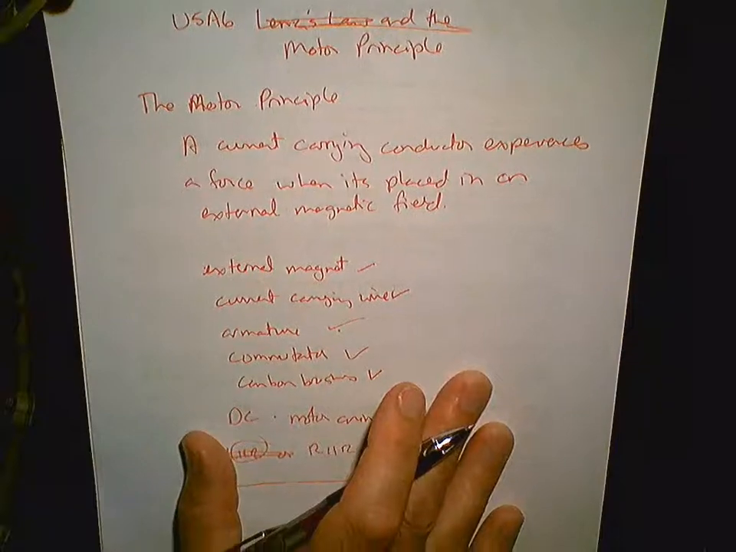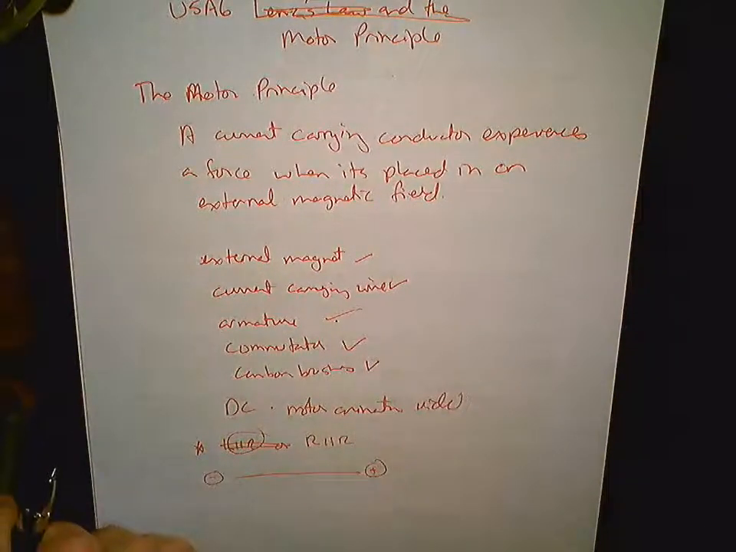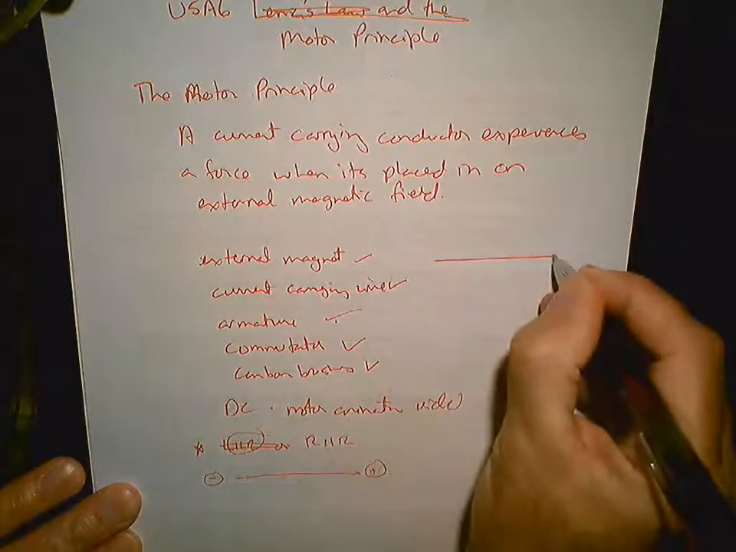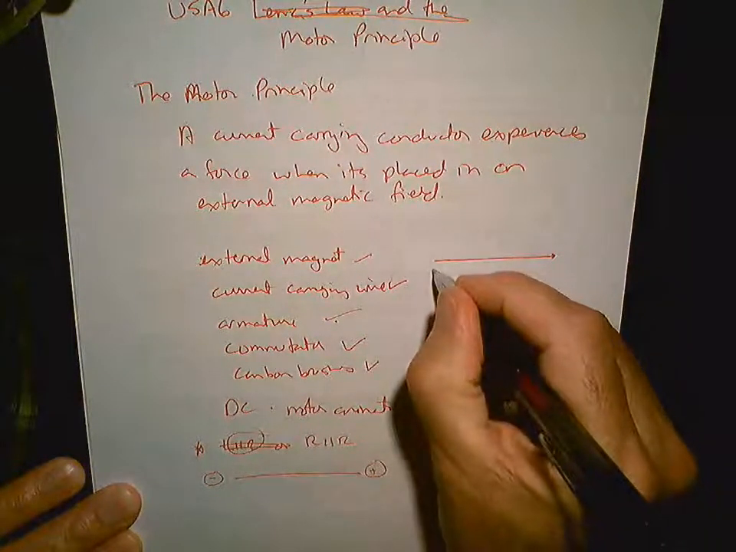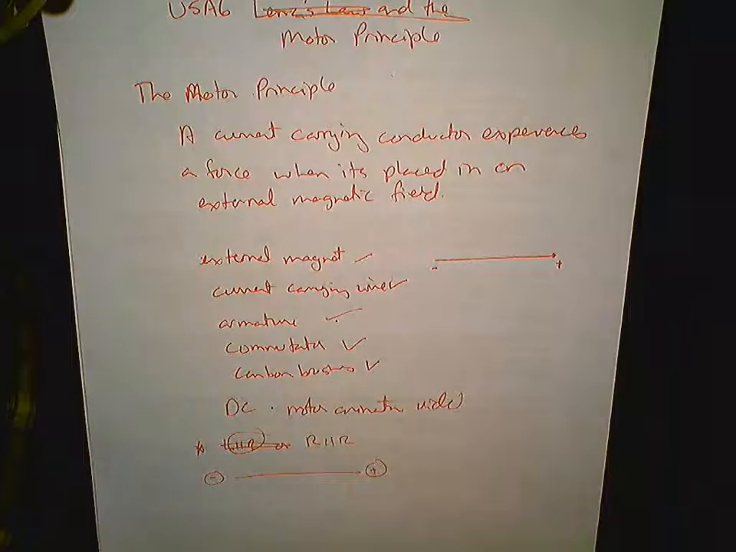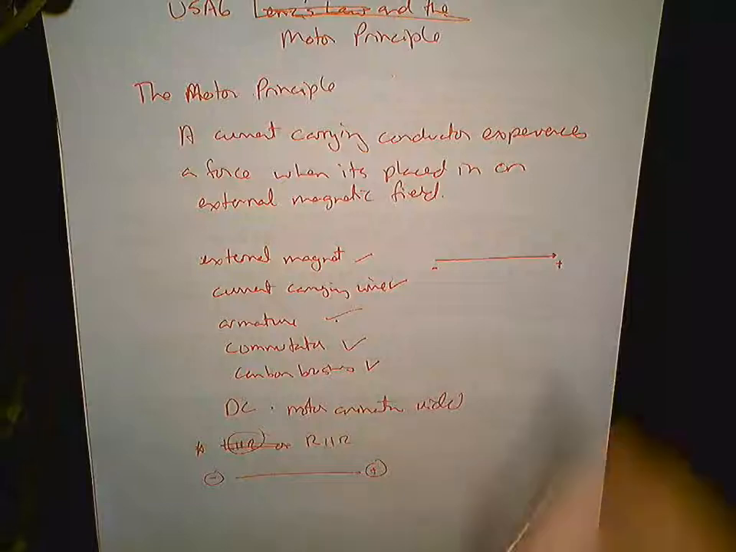The motor principle states that a current carrying conductor experiences a force when it is placed in an external magnetic field. Now, this is really complicated. What you have is an electrical current going from minus to positive. Here's why it's complicated, because they're going to talk about going from positive to minus. Electricity does not flow that way, but that's conventional current.